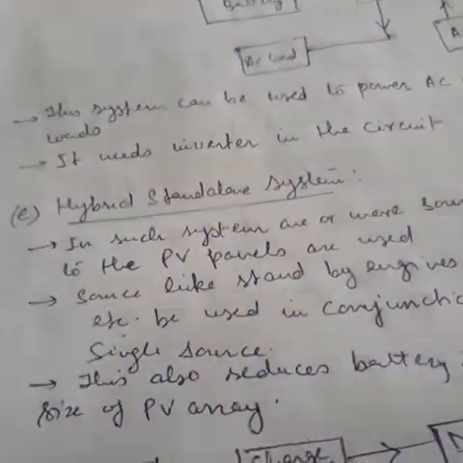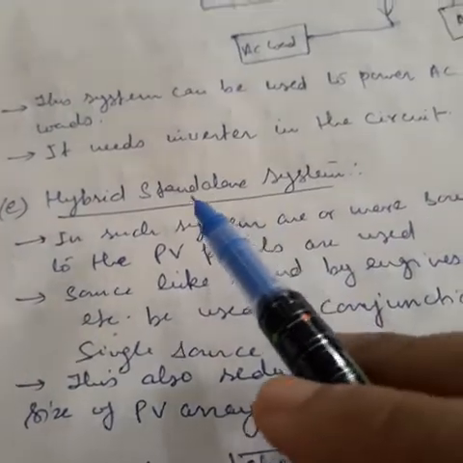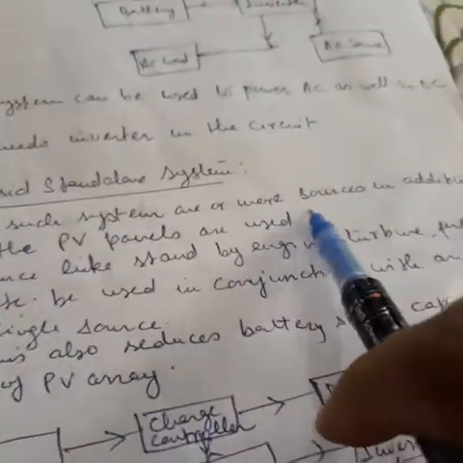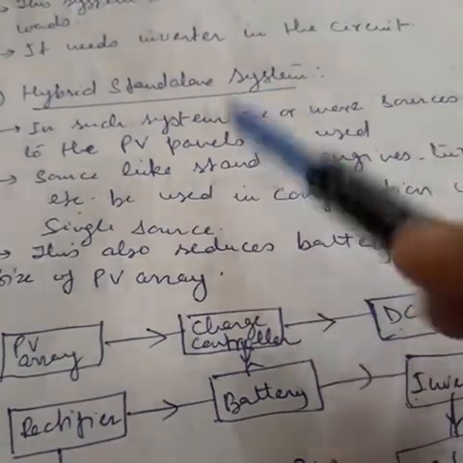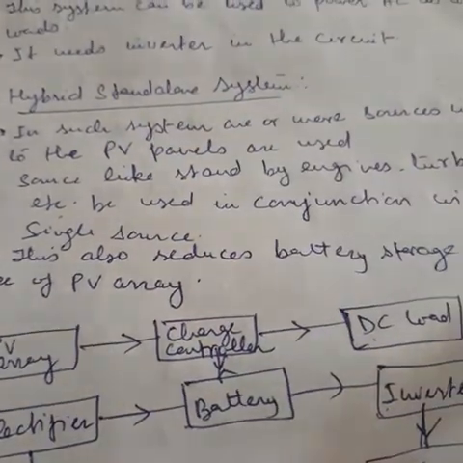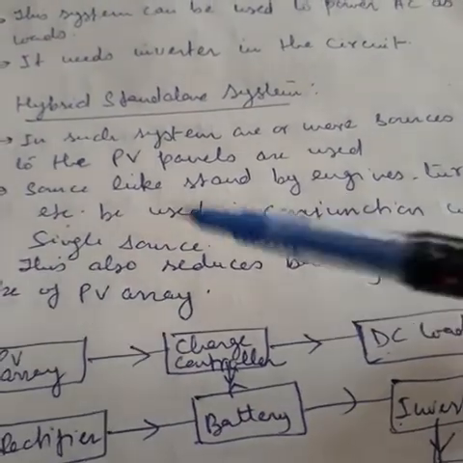The last one is the hybrid standalone system. In the hybrid standalone system, more sources in addition to the PV panels are used, so that it is more useful in different situations where a large power requirement is there.